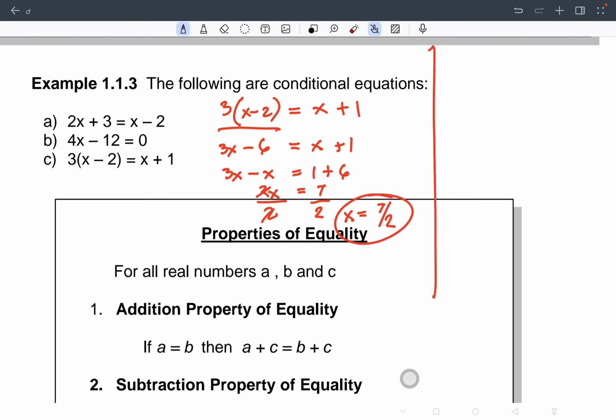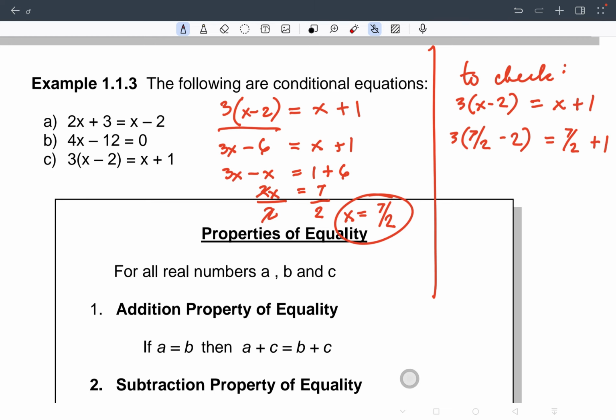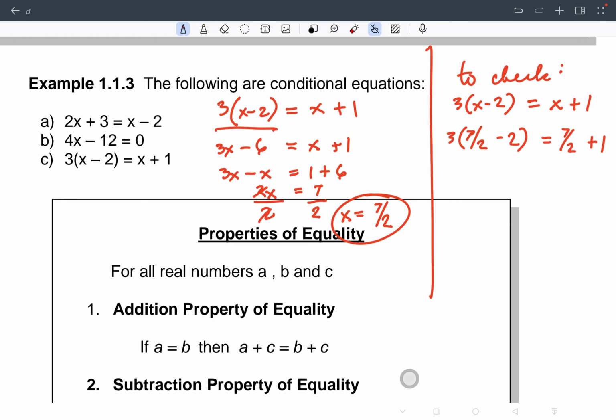So, let us try to check if 7 halves will satisfy the equation 3 quantity x minus 2 equals x plus 1. So, 3 times 7 halves minus 2 is equal to 7 halves plus 1. Again, applying distributive property, this will become 21 over 2, 3 times 7 over 2 minus 6 is equal to 7 halves plus 1.